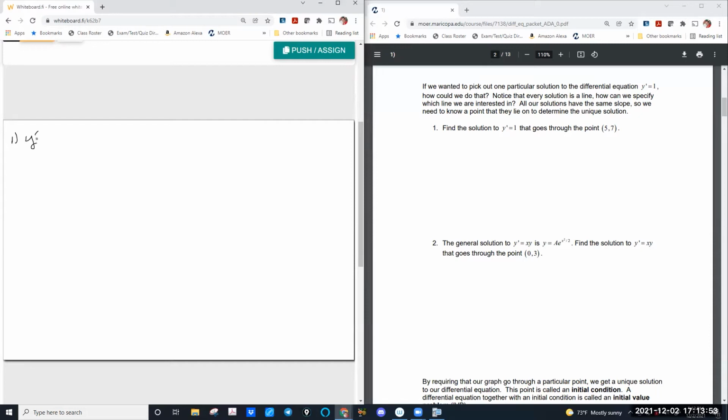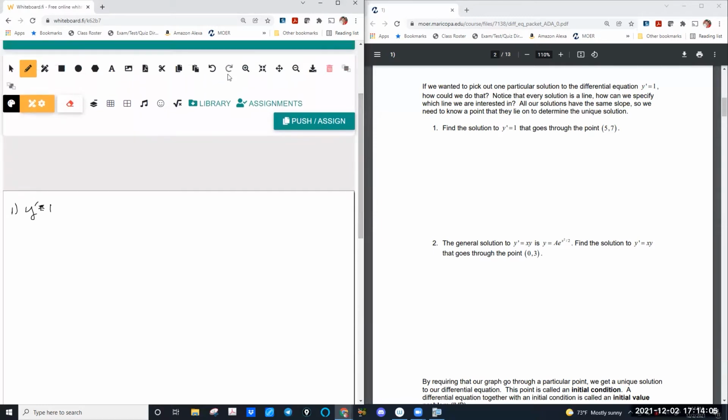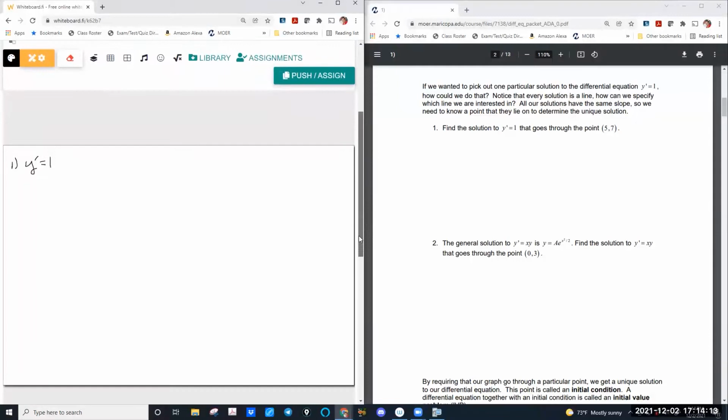What you would do with something like this is, okay, we've got the differential equation y prime equals 1. What we know from the last slide is that this gives a general solution of y equals x plus c. This is what we call a general solution, a family of functions, because for every value of c we get a different function, but they all share the same slope.